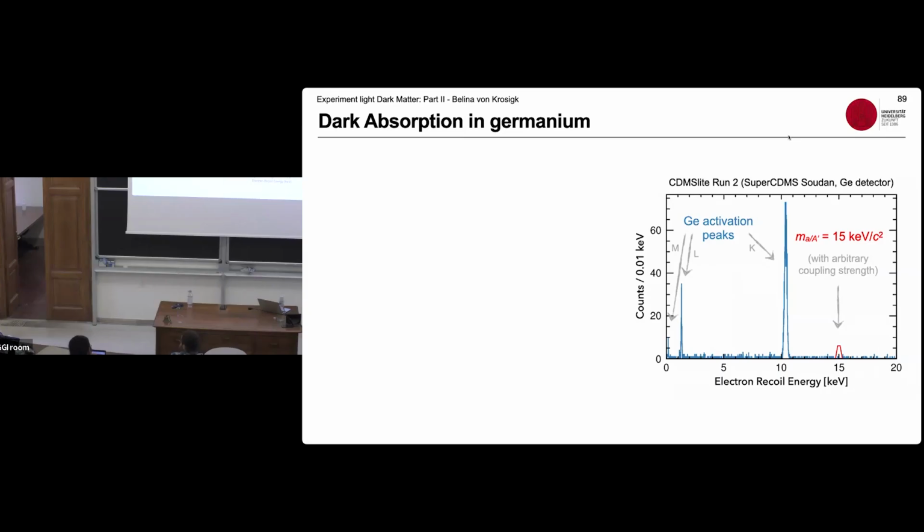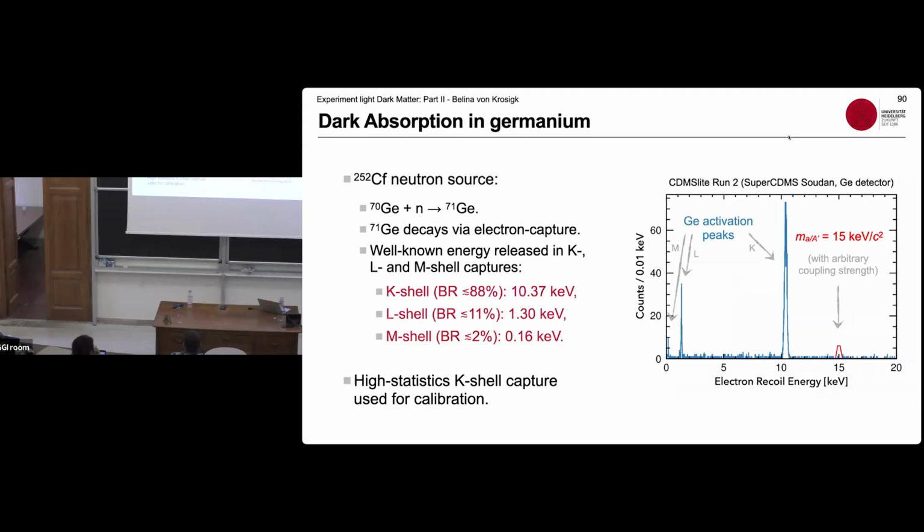In germanium, you have these huge peaks, and these huge peaks are nice and annoying. They are intrinsic to germanium. So in the end, what you can do is use a neutron source. There's a lot of germanium 70 in your germanium crystal. You can use a neutron to activate it to germanium 71. Germanium 71 will decay via electron capture, and depending on from which shell the electron is being captured, a different amount of energy is released. From the K shell, it's 10 keV, L shell 1 keV, M shell 100 eV. And this is then where you expect your peaks to land, depending on the branching ratio.